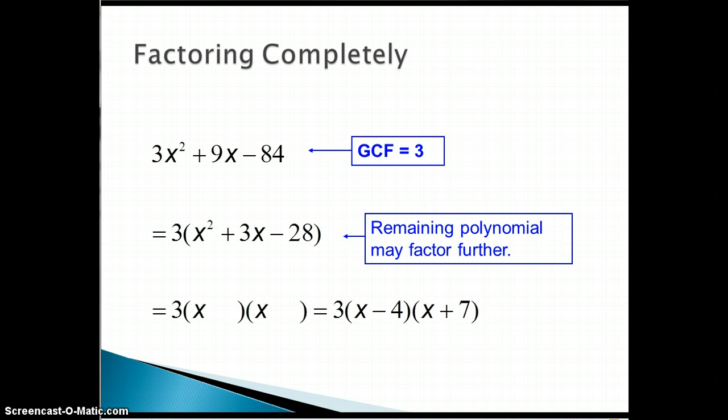So we place those in the parentheses with the x's, and notice that the 3 that we pulled out in the beginning just stays out front in each step after that, and it doesn't have any effect on what the rest of the factors are going to be. Just make sure you don't leave off the GCF on your answer.